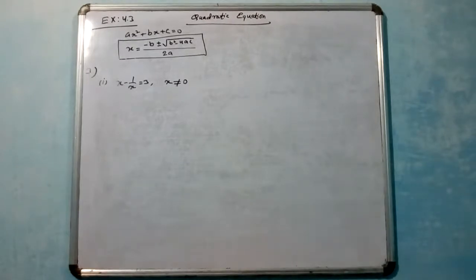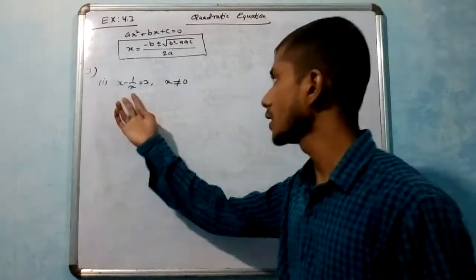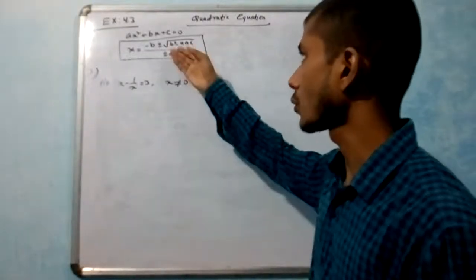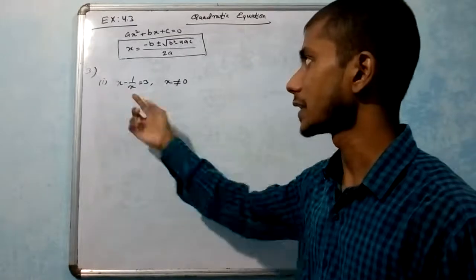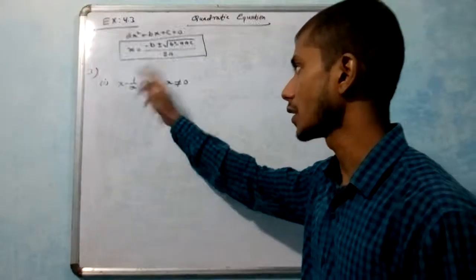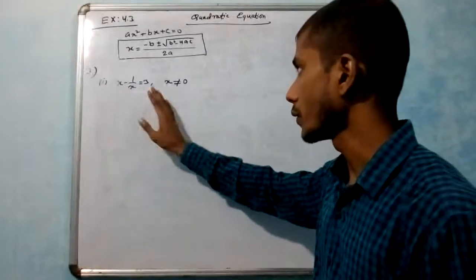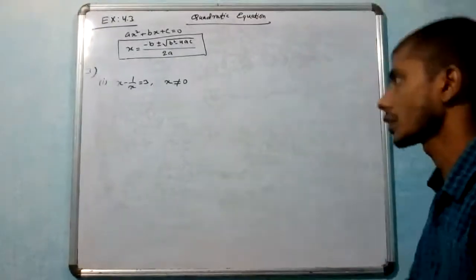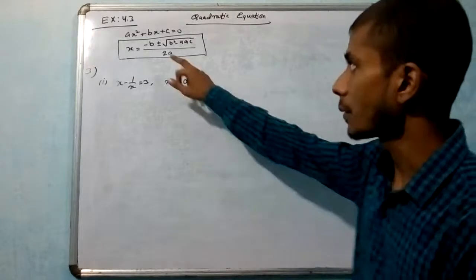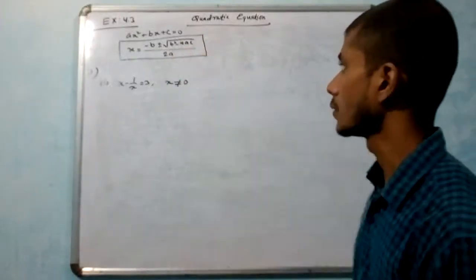When we simplify it, we will see it comes in quadratic form, and then we will apply the quadratic formula. We need to simplify it a little by taking the LCM, sending this to that side, and then using algebra, we will bring this into the form x square plus bx plus c is equal to 0. After that we will apply the quadratic formula.